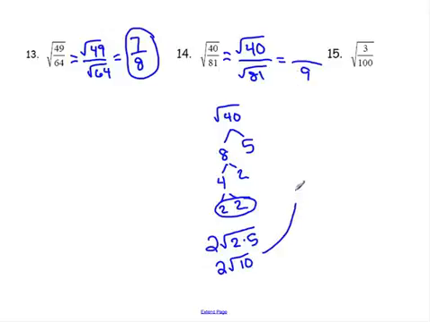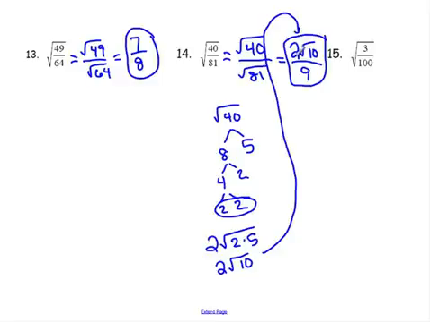And that's what I'm going to put up in the numerator, way up here, is just 2 times the square root of 10. So my final answer is 2 times the square root of 10 all over 9. You might also see this written sometimes as 2/9 times the square root of 10. That's not really that common. I just want to show you that it could be written that way. Number 15, why don't you guys try this one on your own?